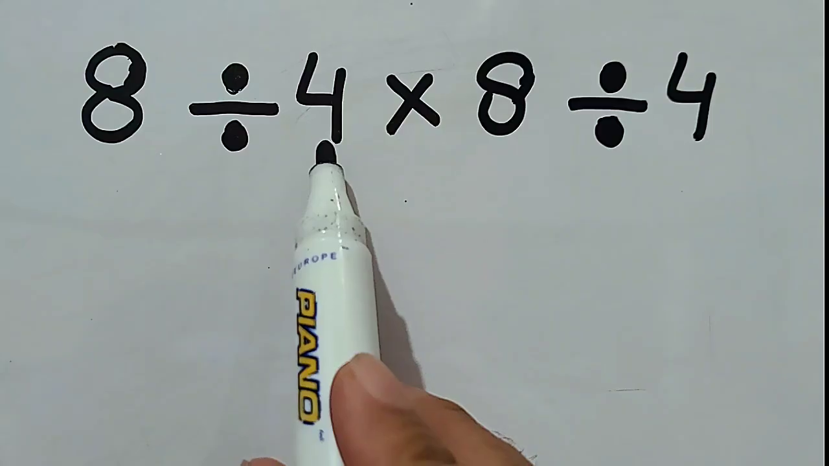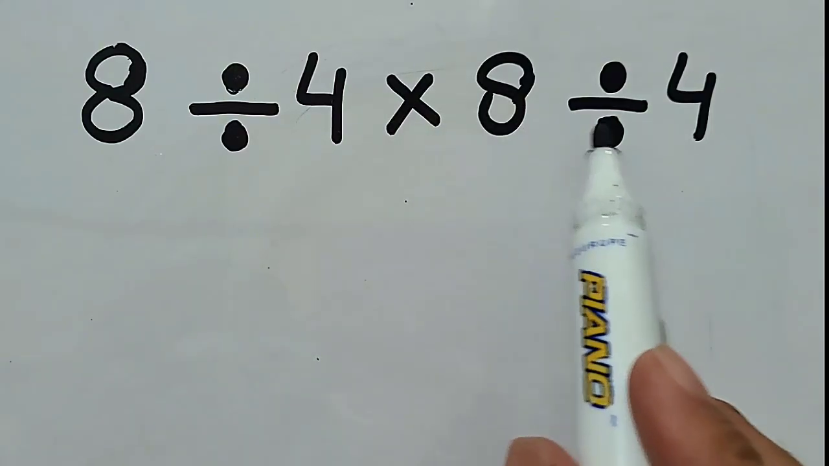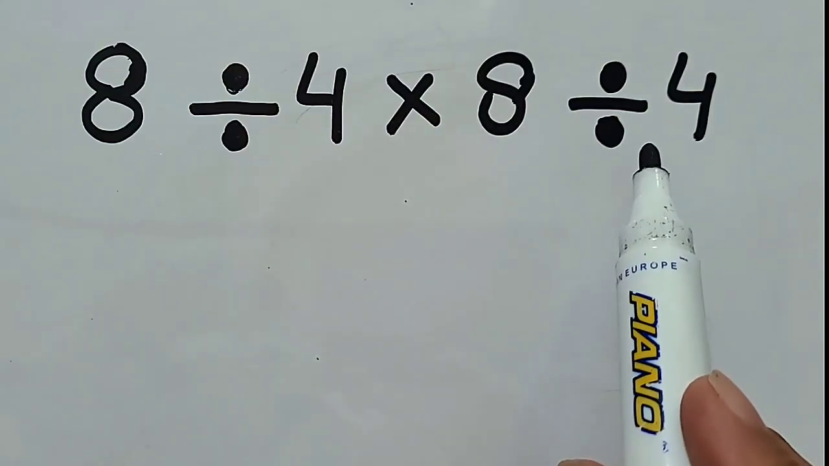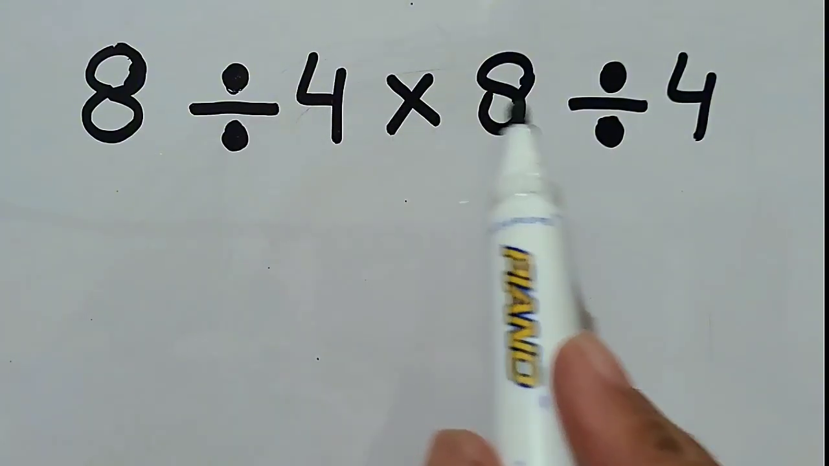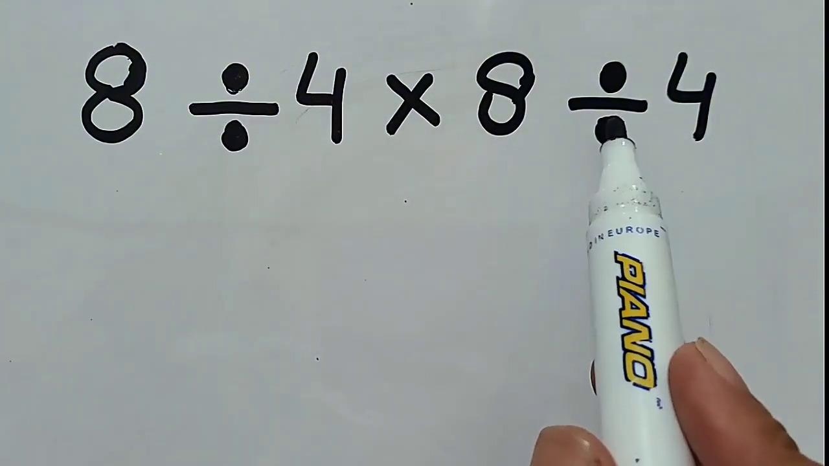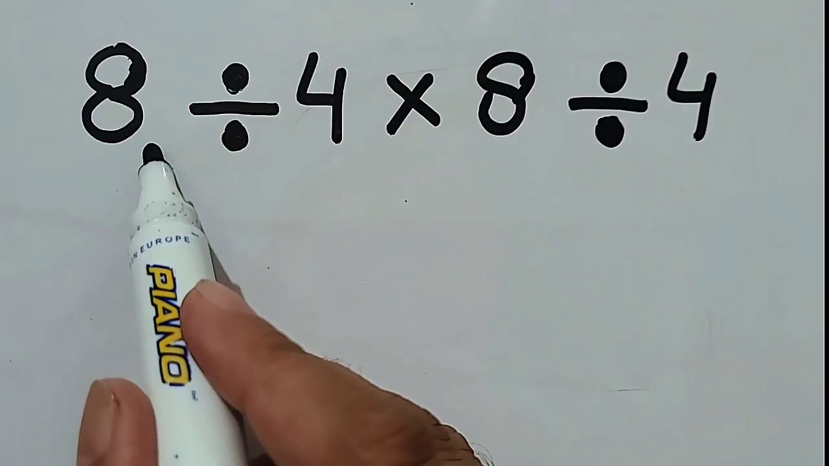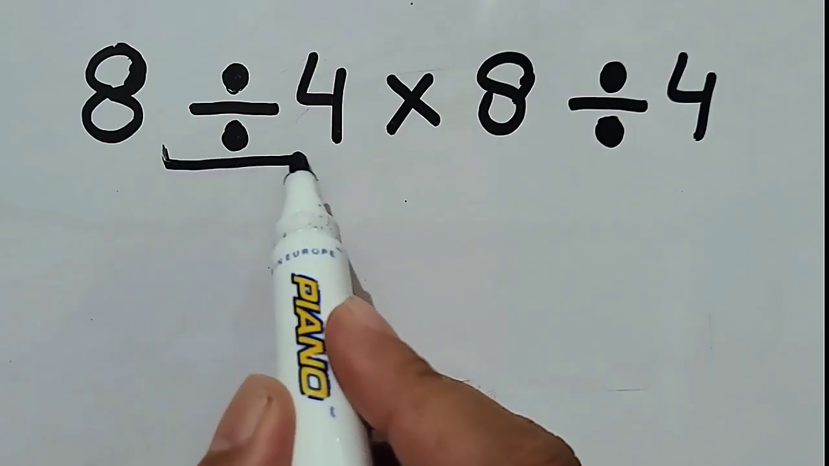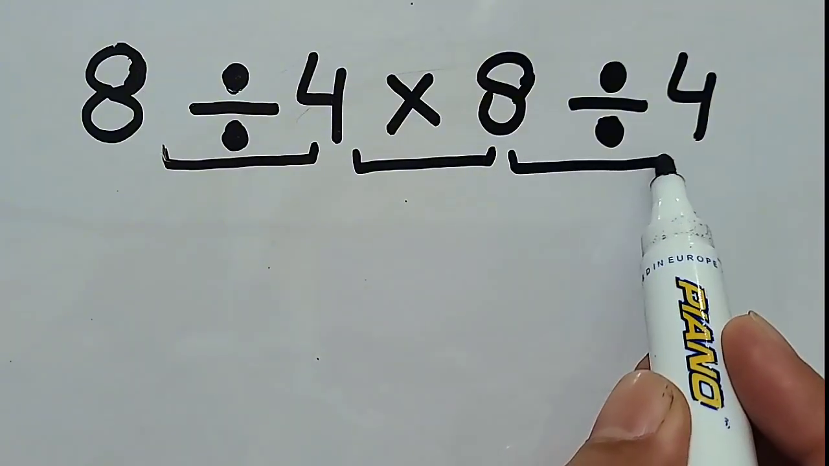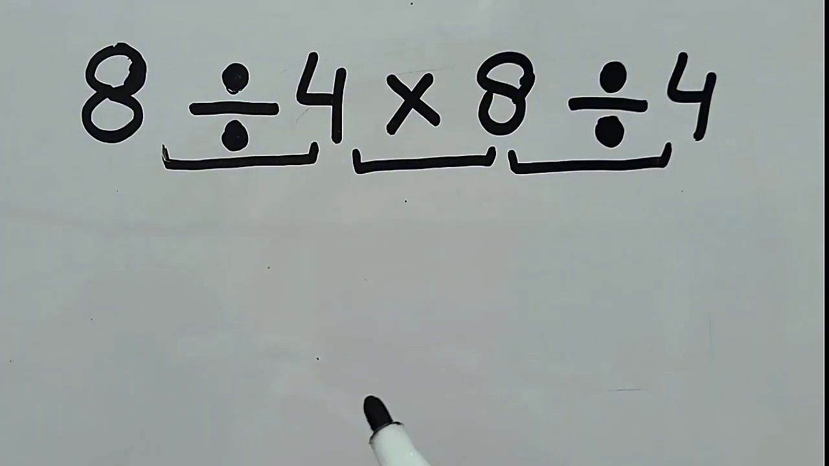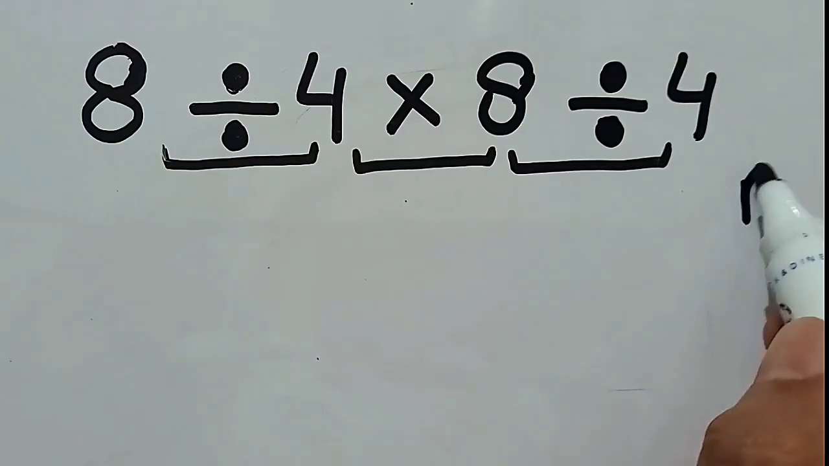8 divided by 4 times 8 divided by 4. This question has division, multiplication, and another division. My question is, first of all, which one do we have to solve: this one, or this one, or this one? This problem is solved by PEMDAS.